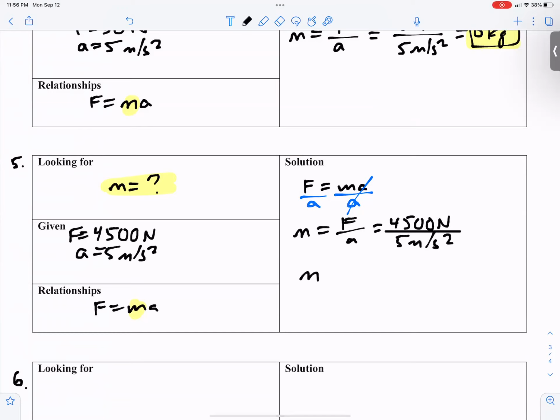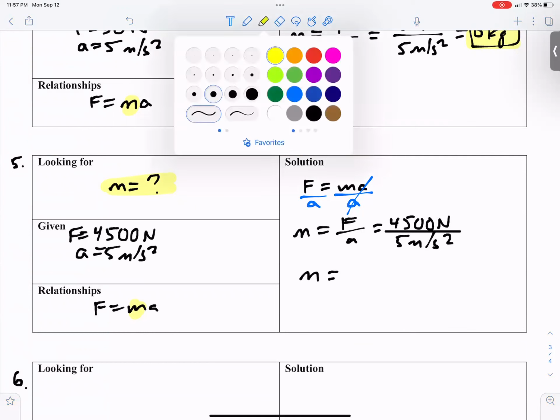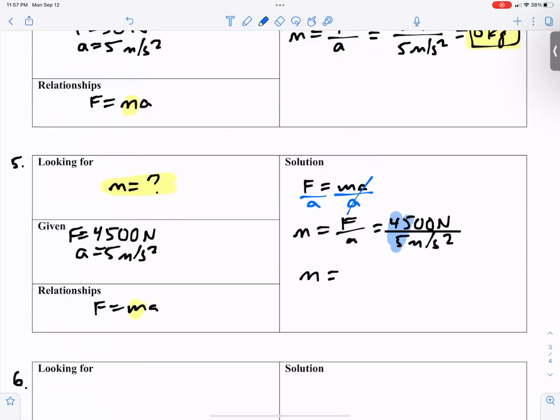Now we know, ladies and gentlemen, that 45 divided by 5, if I just divided those two right there, would be 9. So my answer is going to be 9 with 2 zeros, or 900 kilograms.